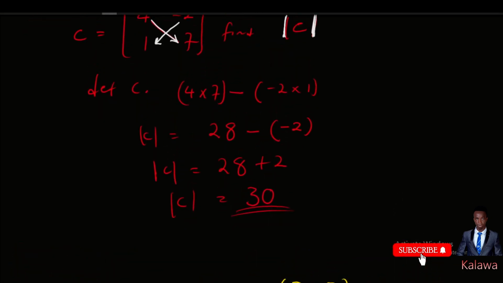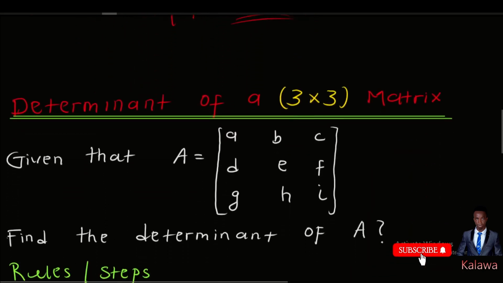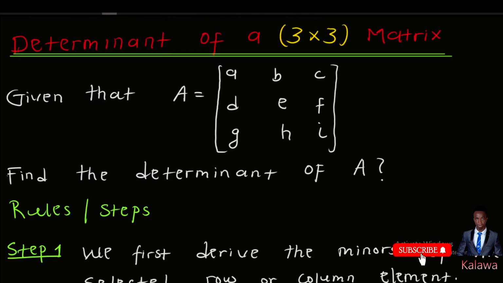We are here to simplify and make things very simple so you can understand. I hope you can solve the remaining two as I'll be moving on to the determinant of a 3x3 matrix. The determinant of a 3x3 matrix is kind of tricky compared to the 2x2 matrix. But there are some rules and steps you must follow, and if you follow those steps and rules, you are going to solve any given 3x3 matrix.